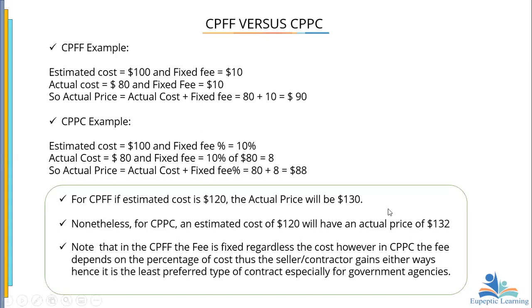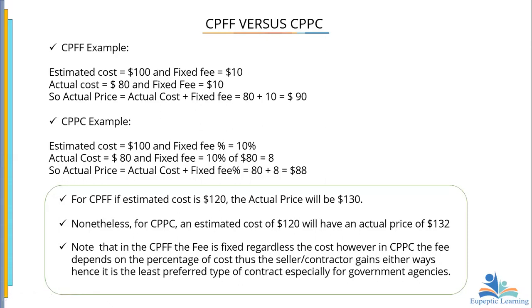I hope you get it. So the percentages here as to whether it will be bigger or smaller depend on the amount involved. We should note that in the CPFF, the fee is fixed regardless of the cost. However, in CPPC, the fee depends on the percentage of the cost, and therefore the seller or contractor gains either way. Hence, it is the least preferred type of contract, especially for government agencies.